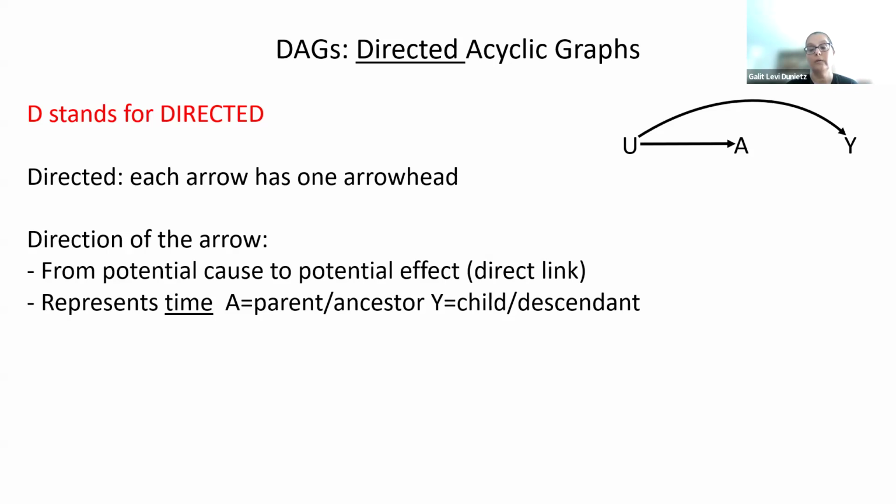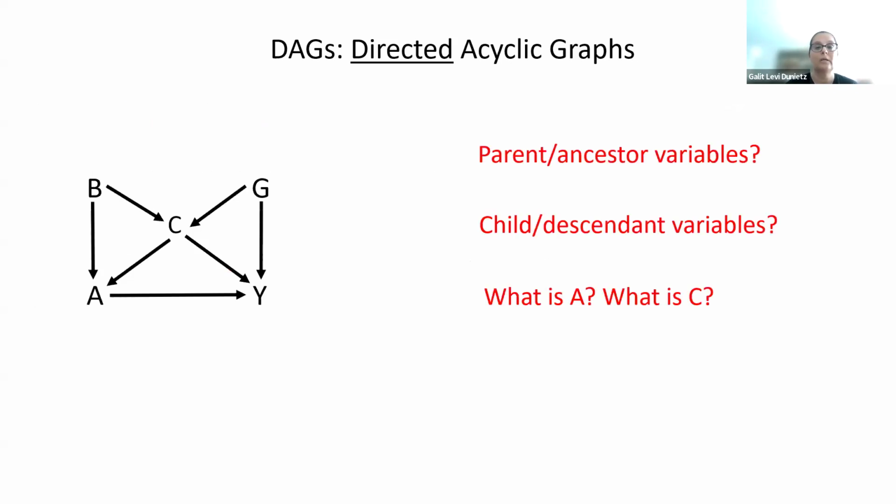A, the exposure, is also called parent or ancestor, and Y is called a child or a descendant. And so in this DAG, which one is the parent, which one is the child or the descendant, and what do you think A is, or C? You can put your responses in the chat if you want. So a lot of questions. So what do you think A is? Is it a parent or is it a child?